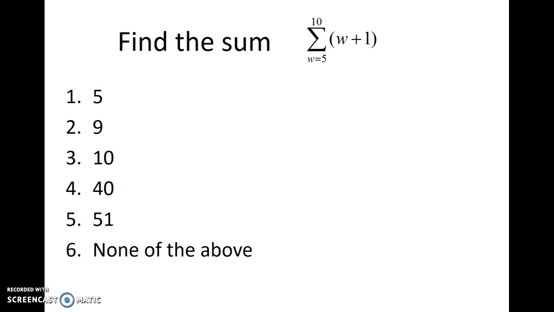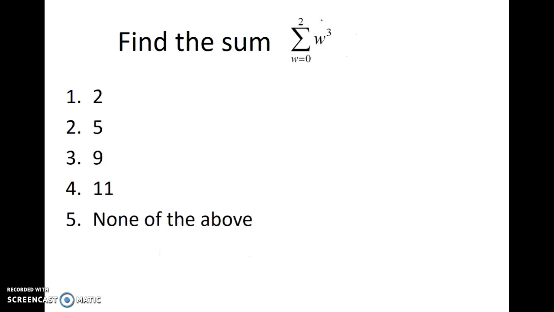Let's try an example. Start with the lower bound 5, plug 5 in, and keep adding the terms until you get to the upper bound 10. Total will be, let's try another. Plug in 0, then plug in 1 and 2. Add those terms together.